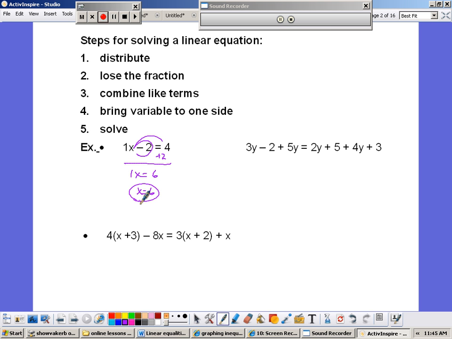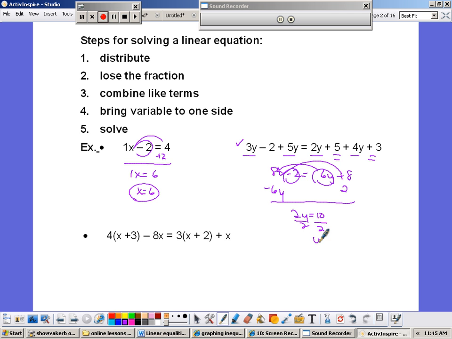For example, this one right here, you do not have to distribute. There are no fractions, but I do need to combine like terms. Then I need to bring the variable to one side. I like to bring my variable to the left because when we do inequalities, it's easier to graph when they're on the left. So 2x equals 10. Divide by 2, x is 5.